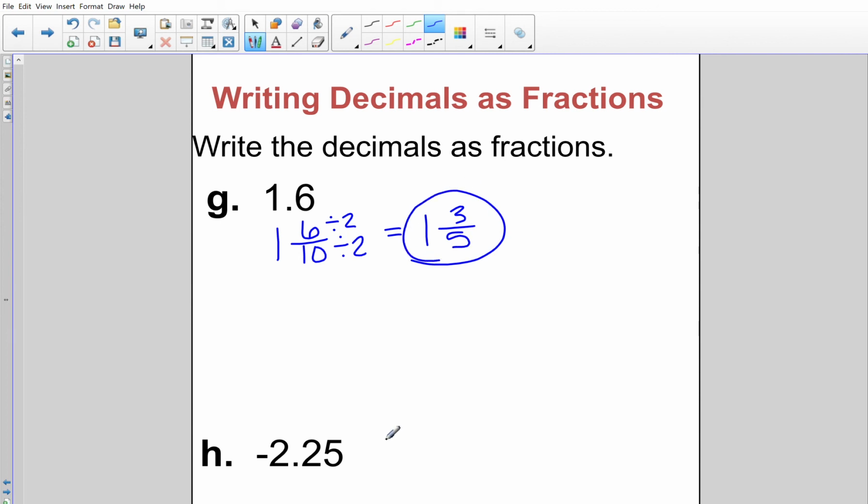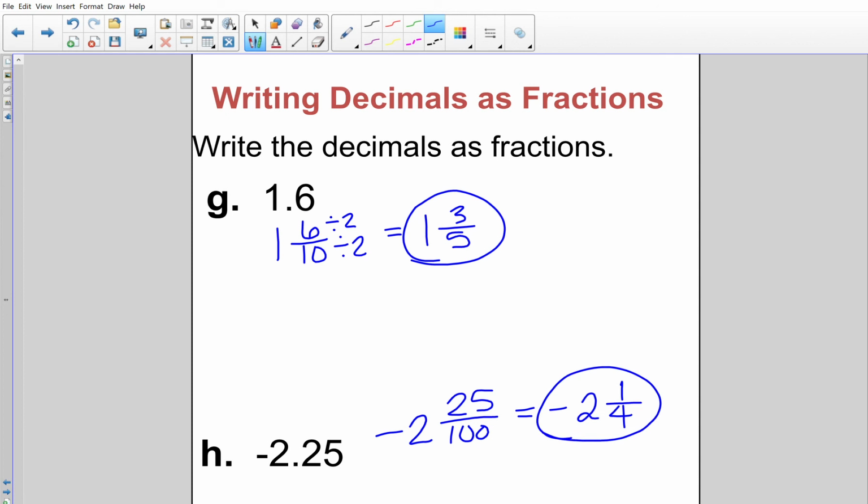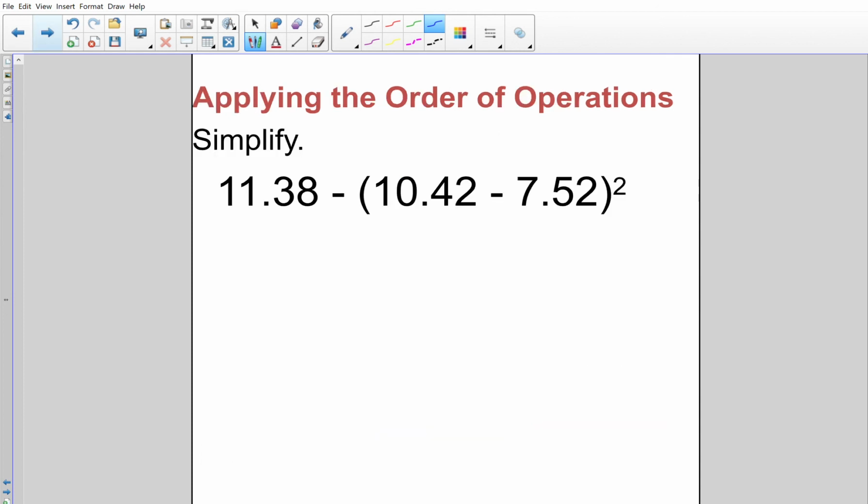Okay, so we did this previously, just a review. So a negative 2.25 is a negative 2 and 25 over 100 because that 5 is in the hundredths place. And that reduces to a negative 2 and 1 over 4. So again, you can use your calculator, you can do it by hand. It's completely up to you. For these, again, no variables, I recommend doing it by calculator. If you're going to do it by calculator, check yourself.